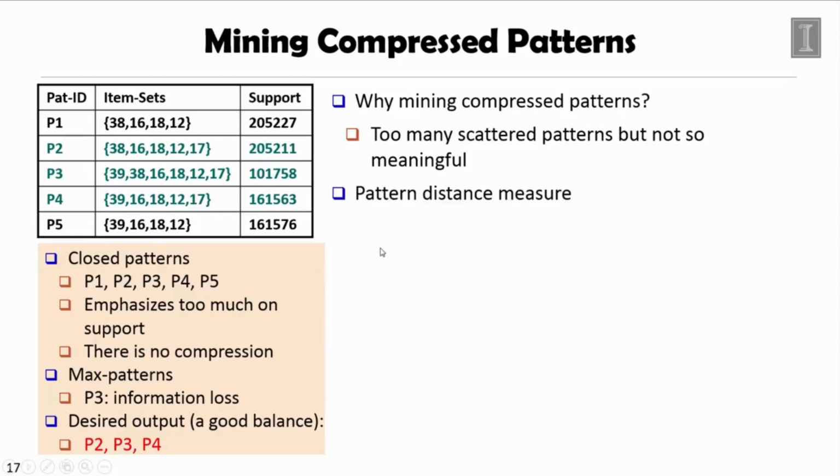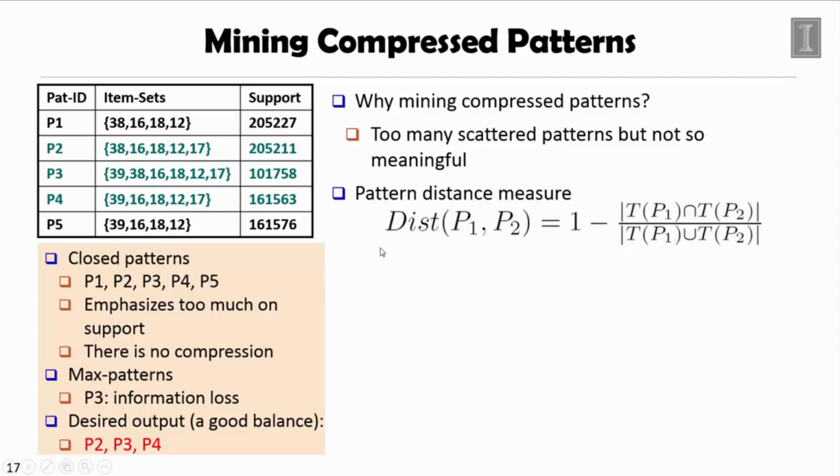The good measure could be the pattern distance measure. We use this definition to define the pattern distance. You can look at P1 and P2 here. For the intersection of their transaction IDs, what should be the count? The number of transactions they intersect? Actually, it's the smaller one here, because every transaction containing P2 must also contain P1. So their support count intersection should be this number.